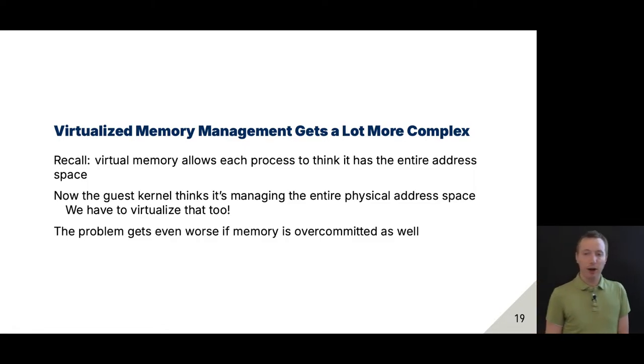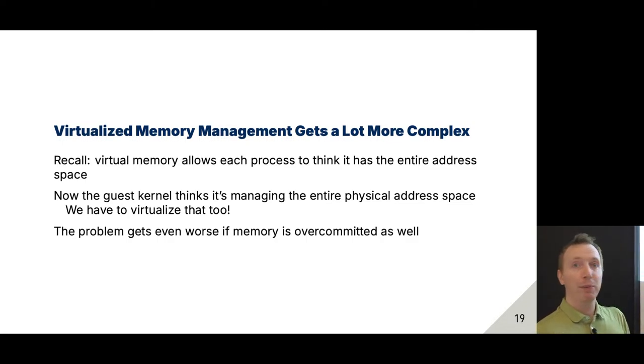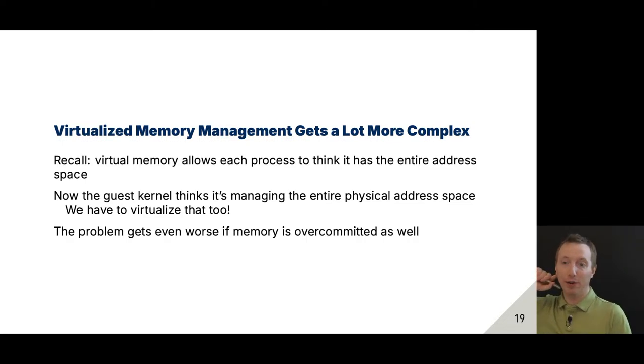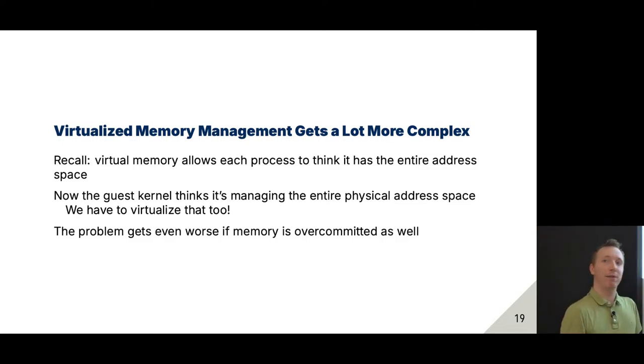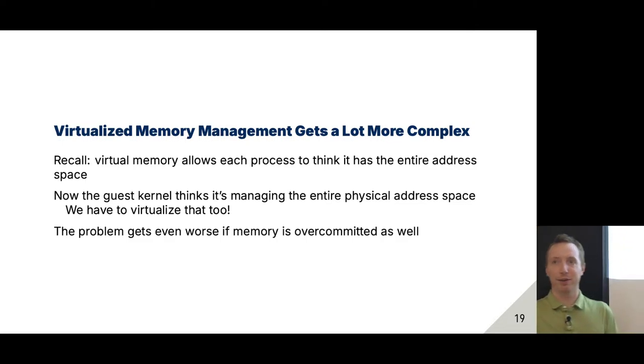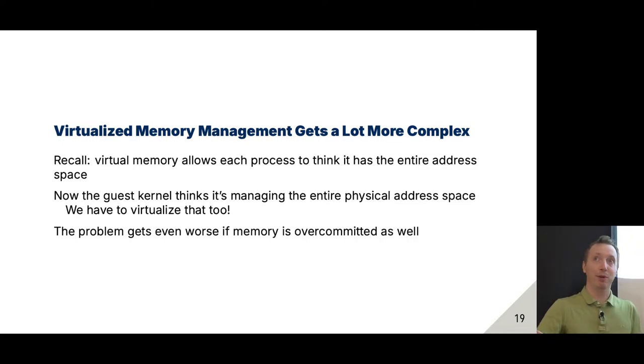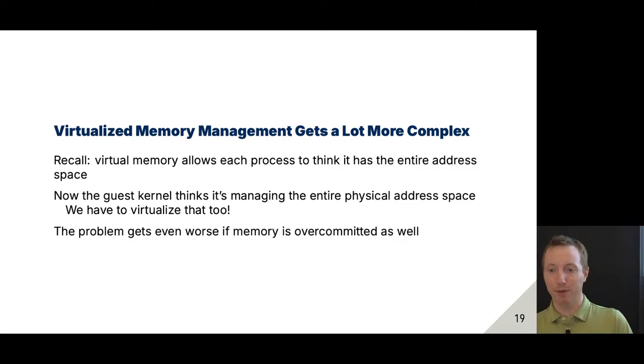So, as you might imagine with a virtual machine, virtual memory is a lot more complex too. Each process thinks it has the entire address space, but now the kernel also thinks it is managing the entire physical memory, but the virtual machine doesn't have access to physical memory anymore, so it has to virtualize it too. So the hypervisor would have virtual memory for the guest operating system or the virtual machine, and then the virtual machine is managing virtual addresses and virtual memory for each individual process.